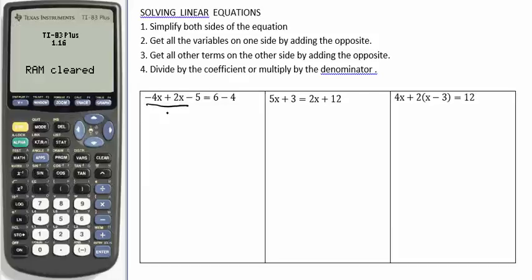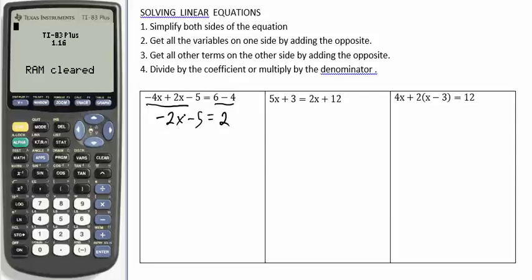So negative 4 plus 2 is negative 2x. Nothing to add to that one. On the side, we can add these. So that's 2. Then we get all the variables on one side by adding the opposite, but they're already all on one side. There's no x's over here.